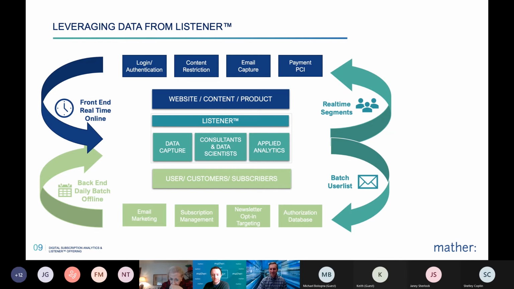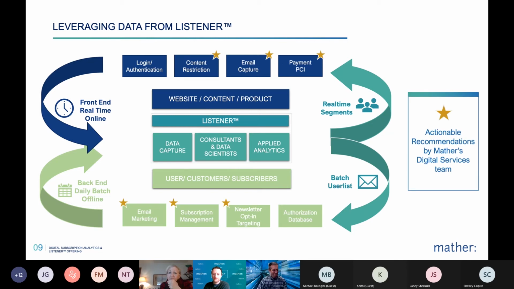But as Matt said, that iteration happens in real time. Really, what this diagram is trying to show is, at a high level, there's a data input. So Listener is gathering the data on the left-hand side, both online and offline. And then our team really crunches that data and makes it actionable. And then we facilitate the implementation on the right-hand side of this diagram. And that's done through 2 primary integration points.